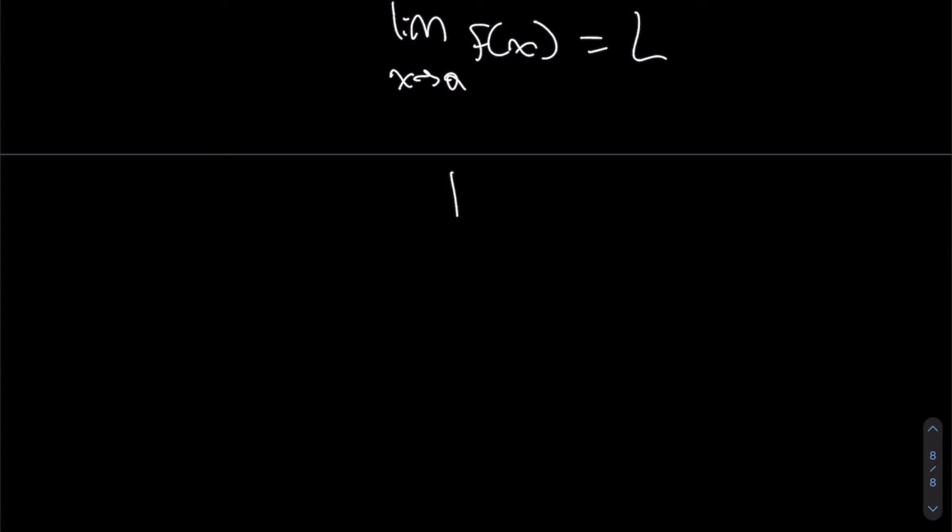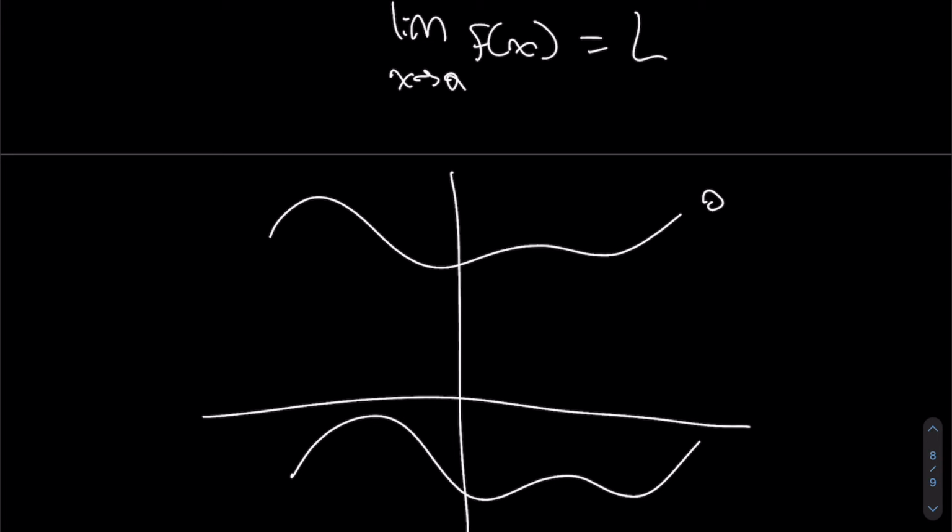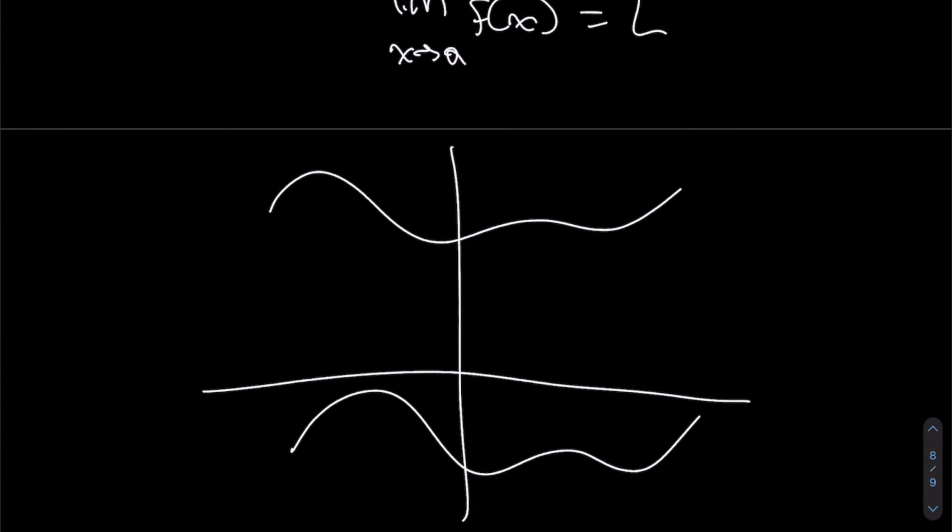So the reason is we have some function, we have G and H, and F is always between them. Okay, so here's F.